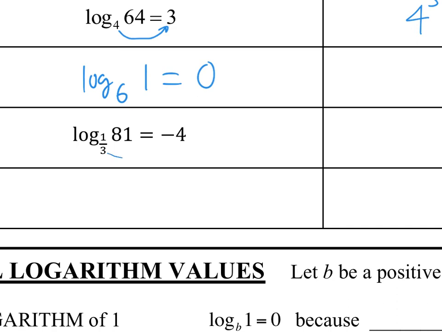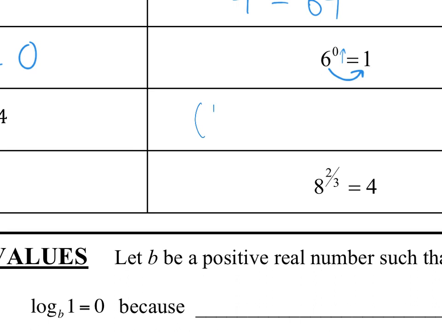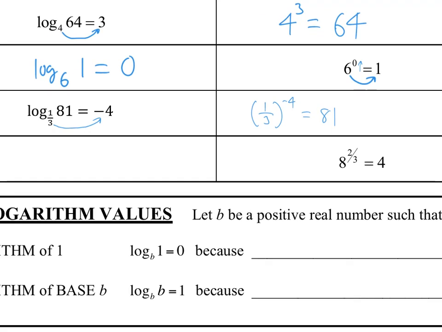So we're going to take this 1/3. We're going to push it up. So we're going to have parentheses 1/3 to the -4th equals 81. And remember, negative exponents with fractions basically flip the fraction, okay? So it's basically 1/3 to the -4th is the same thing as 3 to the 4th. All right? All right, we got one more here.